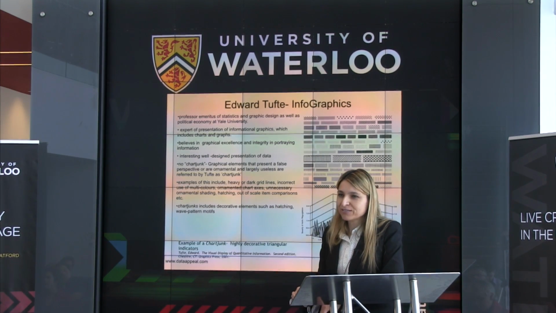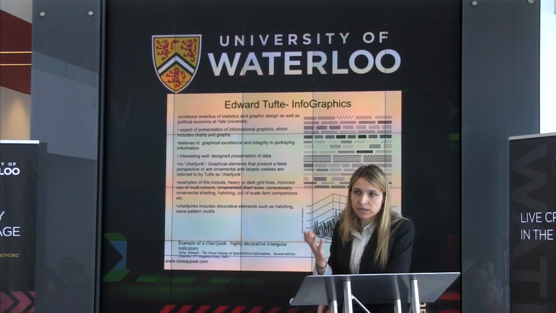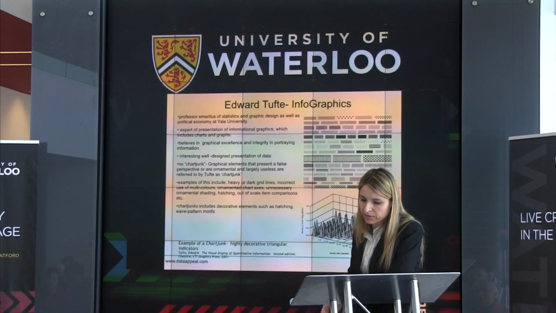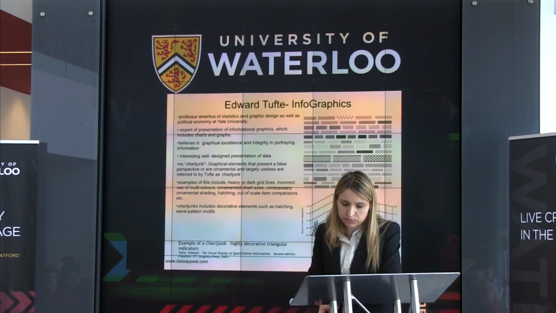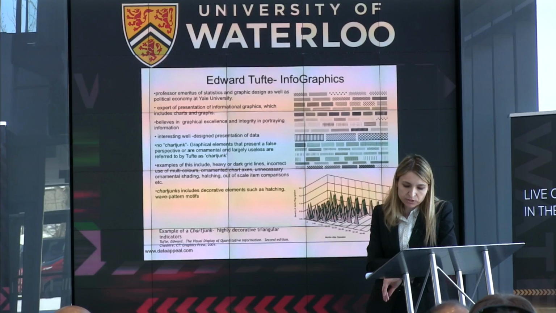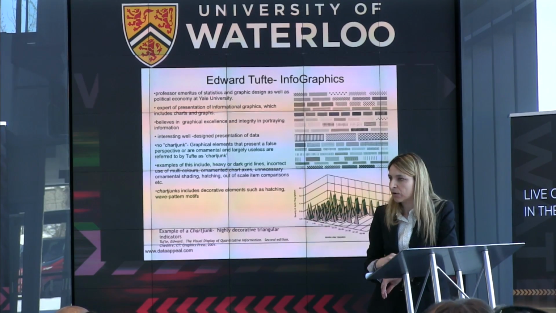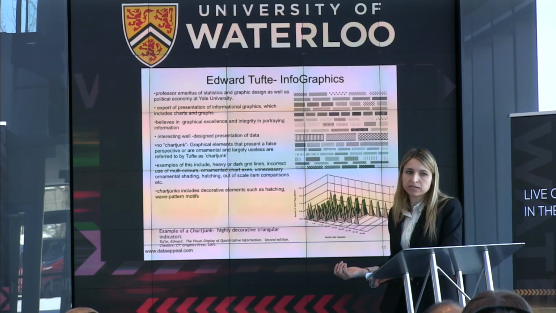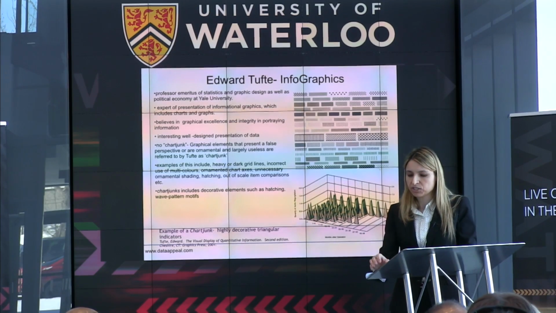And I guess no data visualization presentation would be complete without talking about Edward Tufte. I'm sure many of you know of Edward Tufte. He's an infographics guru. He's a retired professor of statistics and graphic design from Yale University, and is considered one of the experts in the presentation of information graphics, which includes charts and graphs. One of the things I wanted to highlight about Tufte is one of the terms he coined, chart junk. Chart junk is basically any false or extra or ornamental depictions that are useless in a graph. That could be things like hatching, dark grid lines, or wave patterns or motifs that do not need to be in the actual representation.